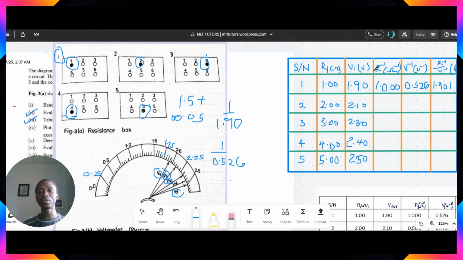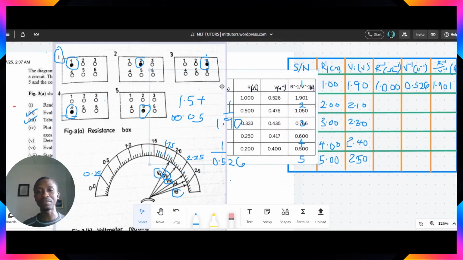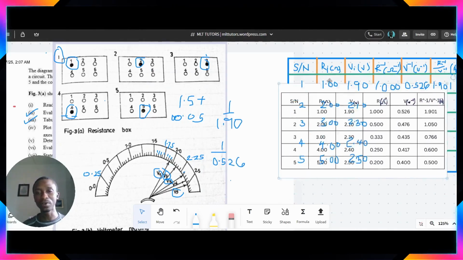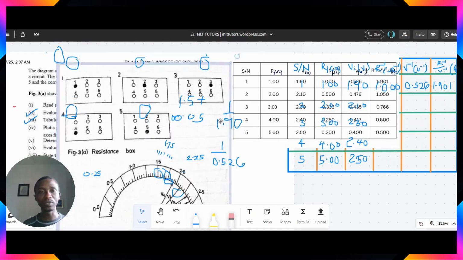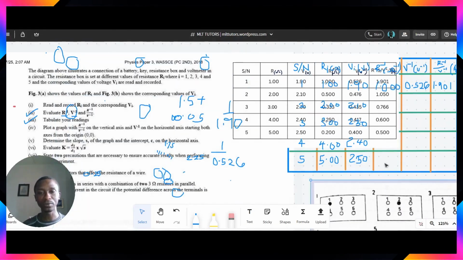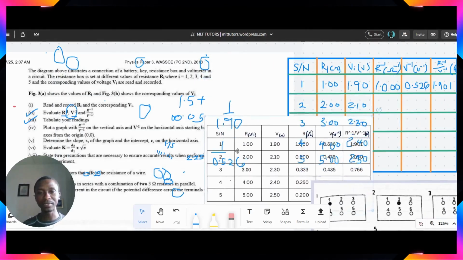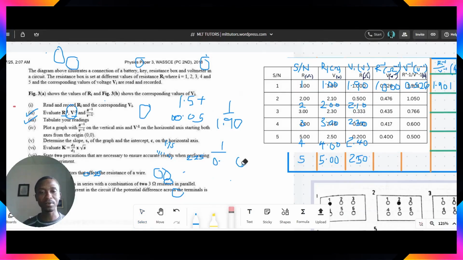Make sure in your table you have the correct title according to the instruction in the question, correct units, then maintain a standard number system. Here, for the values of R and V, I maintain 2 decimal places. Then for the inverse, I maintain 3 decimal places. So if you do that very well, we already have the table. I've already done that. We already have the complete table for the question here. Let me clean all this so that I can place it.